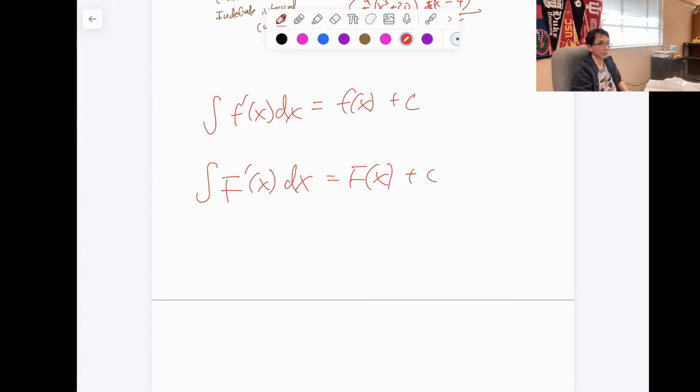So f can be any variable. F can be any function. The capital F is equivalent to the regular f of x; it's just a different function. It's just saying it's different. You can have it in any form. It doesn't matter what the function is. If you take an integral of a prime, the prime is going to go away.